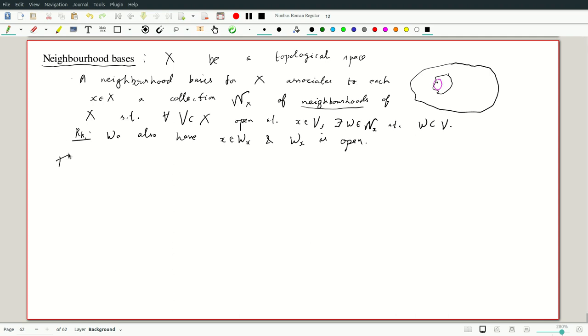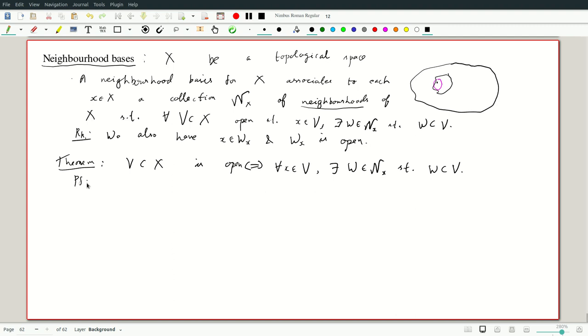So, what do we know? They generate the topology in the following sense. This is a theorem very similar to what we have seen, and they also control continuity. But first, let's see how they generate topology. V contained in X is open, very similar to what you see with the basis, if and only if for all x in V, there exists W in N_x such that W is contained in V.